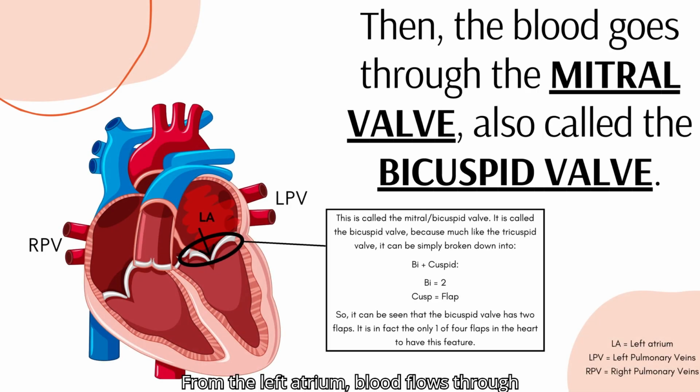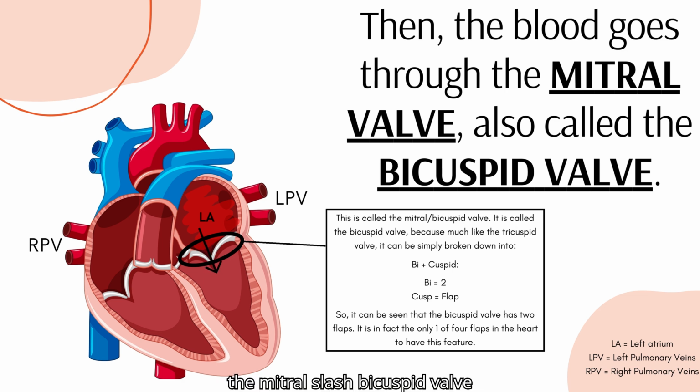From the left atrium, blood flows through the mitral valve, also known as the bicuspid valve. So if you break down the word bicuspid, just like we did tricuspid, you get bi and then you get cusp. So bi is a prefix meaning two, and then cusp is a word meaning flap. So we know now that the bicuspid valve has two flaps. The reason for this is because structures that have two flaps, or valves that have two flaps, close tighter than valves that have three flaps. And you'll see the importance of this in the next slide.